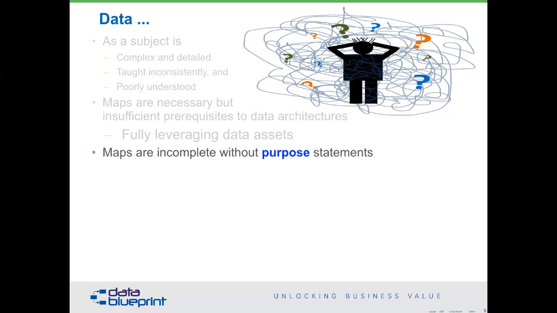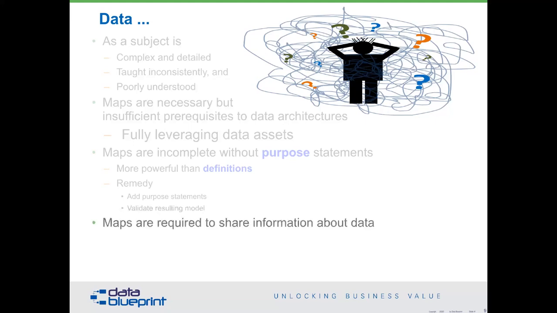The maps are going to be incomplete, however, by themselves without a lot of definitional material. And one of the pieces that Clive Finkelstein taught me many years ago is that we shouldn't be using definitions. We should be using purpose statements, because the purpose statements incorporate something called motivation that the definitions, which are generally contextless, do not incorporate. So we'll talk specifically about the remedy of adding purpose statements to your data model, and then also, how do we know the model is correct? And that's when we have a validated model. So we'll talk about that as well.